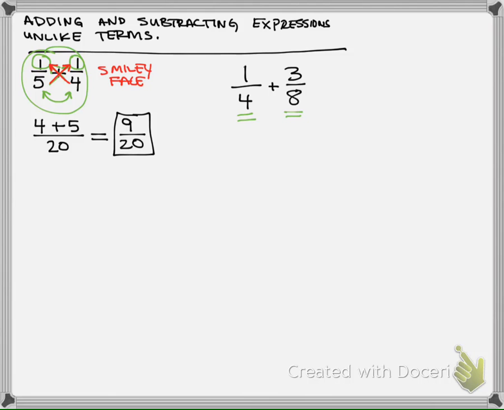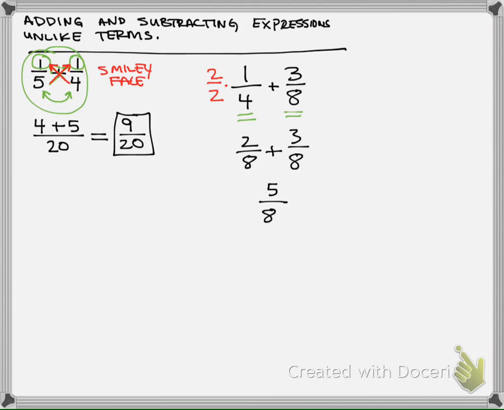So instead of trying to change both numbers like we did in the first example, I'm only going to change the first fraction. I'm going to change the first fraction by multiplying 2 over 2 to the top and bottom, because I know that since 8 is a multiple of 4, 2 times 4 will give me 8. So I'll end up getting 2/8 plus 3/8. Add those together and I'll get 5/8.